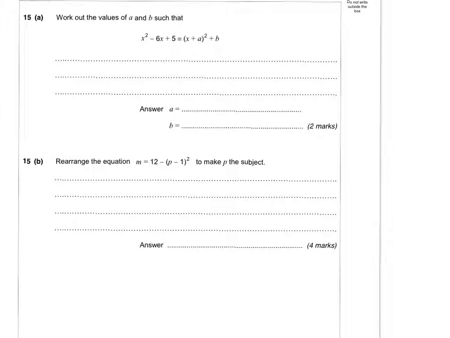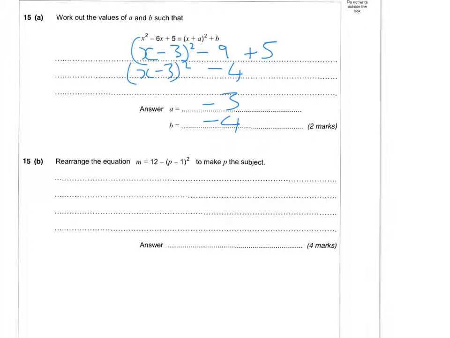Work out the values of a and b such that x squared minus 6x plus 5 is... Okay, so we've completed the square, so it would be x minus 3 squared, that's minus 9, plus 5, so that would be minus 4. X minus 3 squared minus 4, so a must be minus 3 and b must be minus 4.